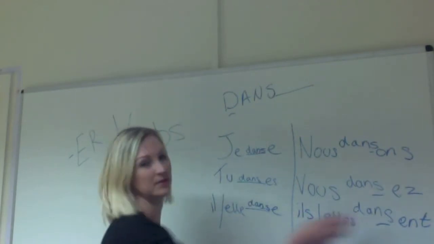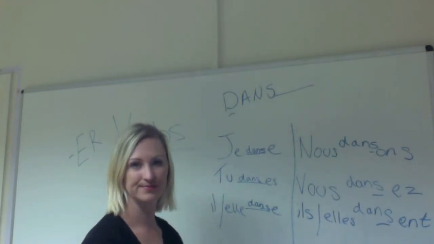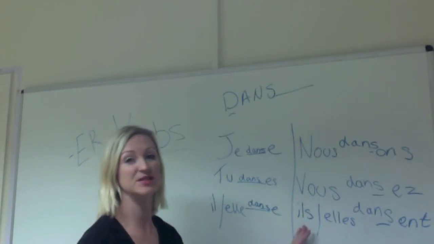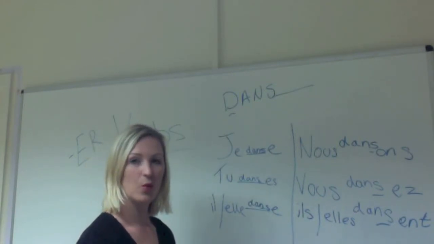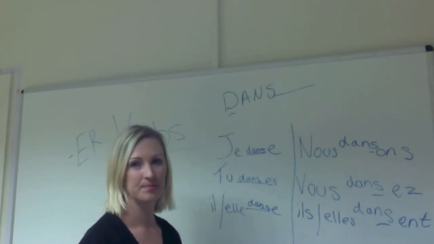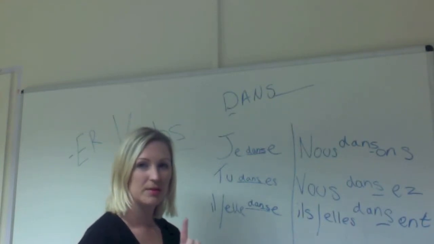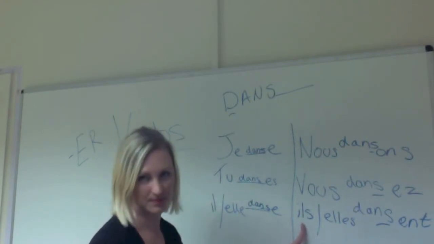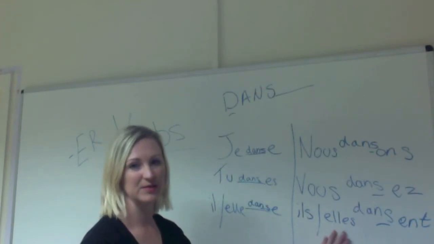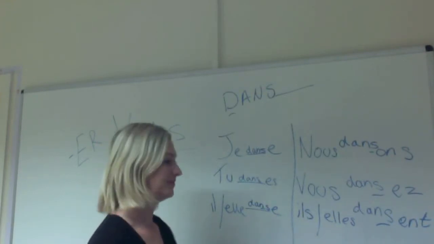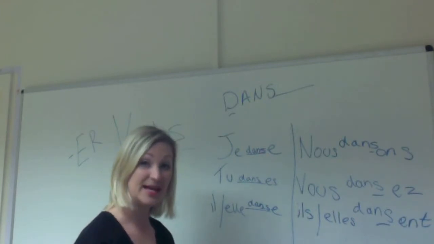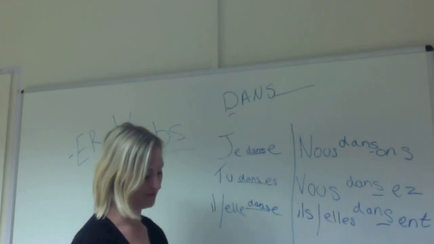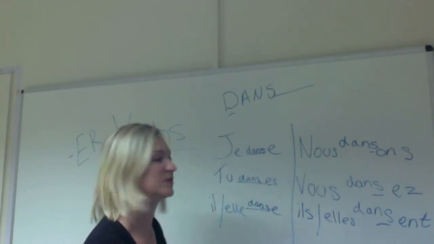Ils dansent. They dance. ILS refers to either a group of males or a mixture of male and female. Even if there's one male and thousands of females in the group, they are still referred to as ils. However, if it's just females, more than one female, it is elles. So the girls dance, they dance would be elles dansent.